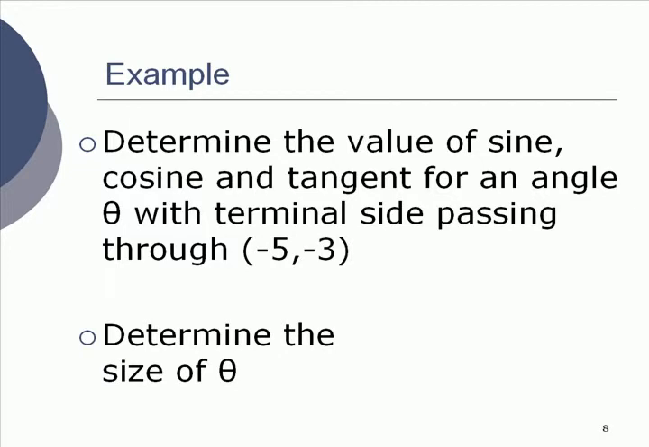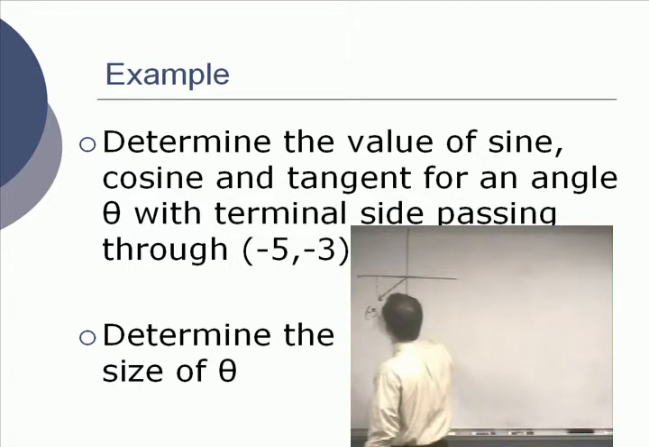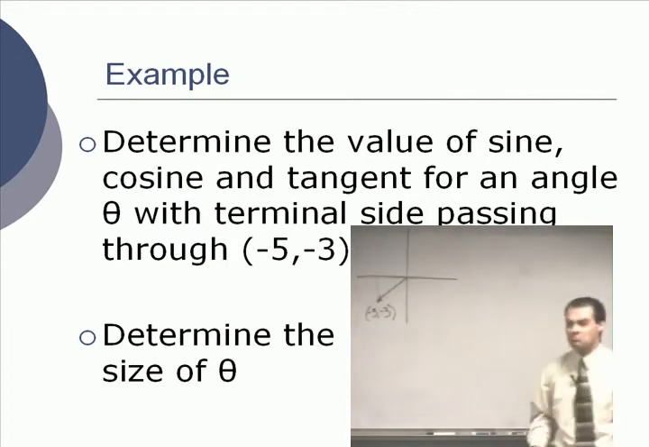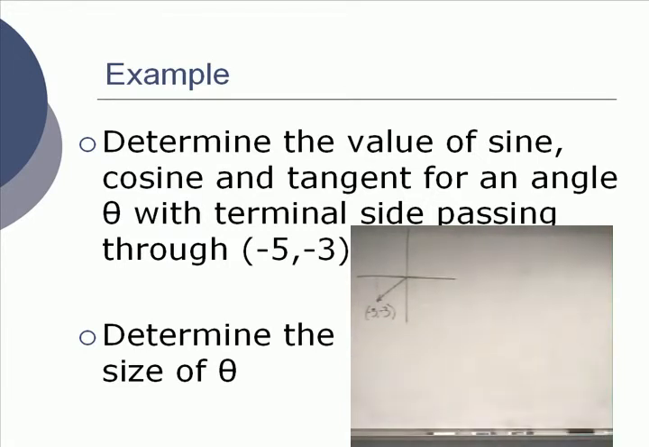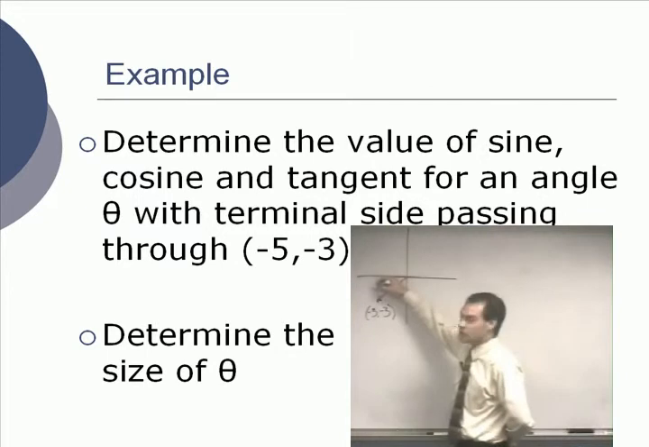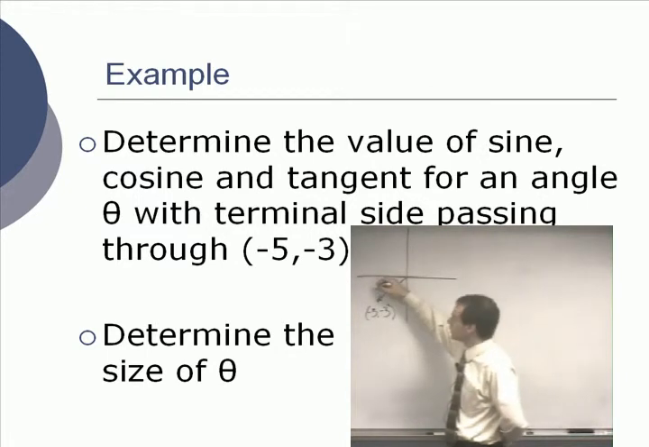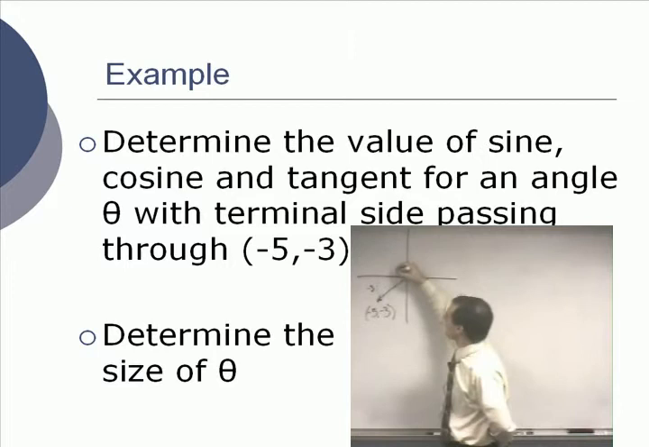Same thing. This time, though, the terminal angle passes through negative 5, negative 3. Okay, make a little sketch. Draw where your terminal side is. We're in quadrant 3. Label the sides of your reference triangle. The opposite side here is going to have to be, that's right, it's the y-coordinate, down 3. The adjacent side, negative 5.